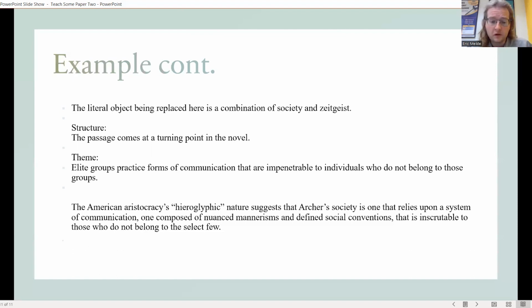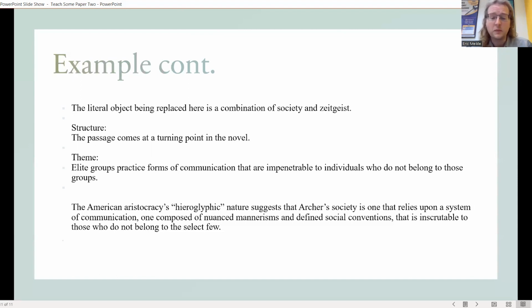We're talking about individual words. We talked about the hieroglyphic nature. We talked about how it connects to the device here. This would be the metaphor connecting it to society. We talk about the larger theme that emerges, the inscrutable nature of the communication, and how that affects a larger contextual understanding, the social dynamics between the lower and upper classes.